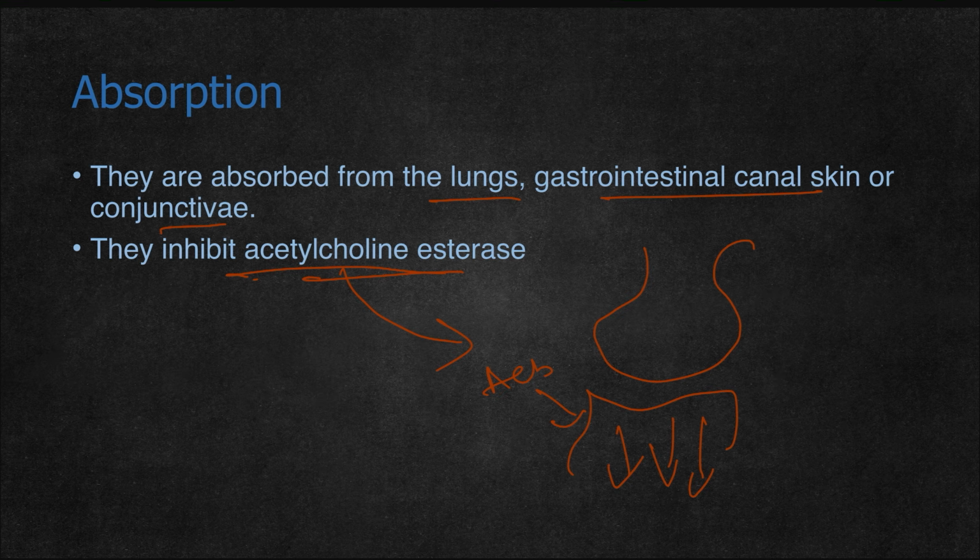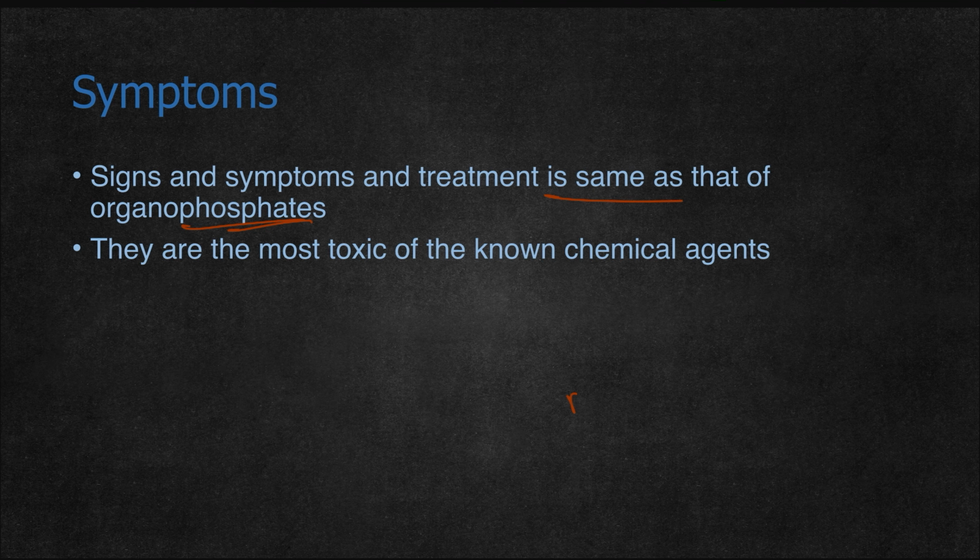Signs, symptoms, and treatment are similar to that of organophosphorus. Organophosphorus mainly produces muscarinic and nicotinic symptoms. They usually cause secretions like lacrimation, salivation, urination, defecation. Those symptoms will be caused, both muscarinic and nicotinic symptoms. They are the most toxic of the known chemical agents, and they can be treated similar to organophosphates.